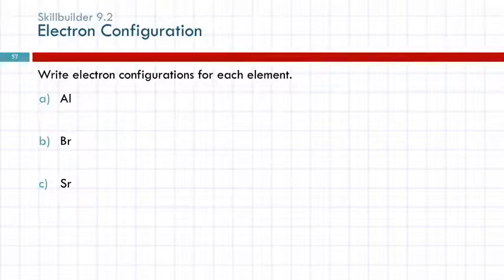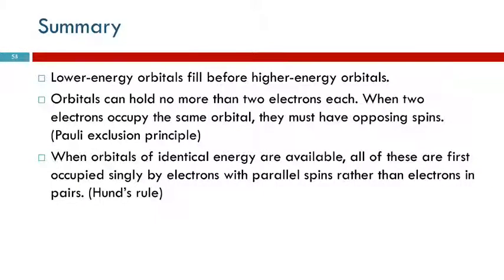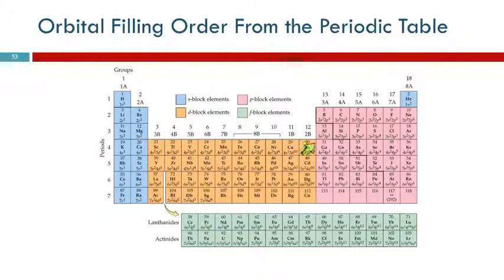So let's do that. Let's write electron configurations for aluminum, bromine, and strontium. So aluminum. Well, we find aluminum on the periodic table. Aluminum, element number 13. What is the noble gas at the end of the row above aluminum? Neon. So we can start with neon in brackets. And do you remember? Let's actually go back and look at that. Remember this? So here we have aluminum right here. And there's neon. So we just did neon in brackets, so that takes care of the first 10 electrons.